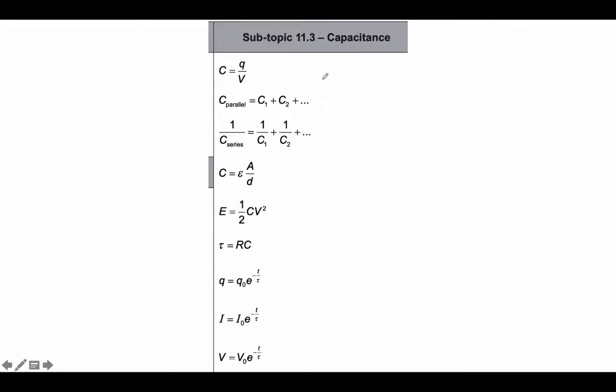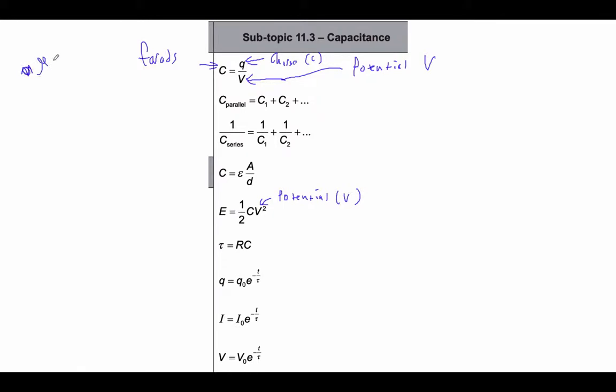Alrighty, capacitors. So this is the basic definition of capacitance. That's charge in coulombs. That's the potential in volts, and this is potential as well, right? That's going to be in volts. And then this is our capacitance, that's in farads. Remember, a microfarad is 10 to the minus 6th. A picofarad is 10 to the minus 12th, right?